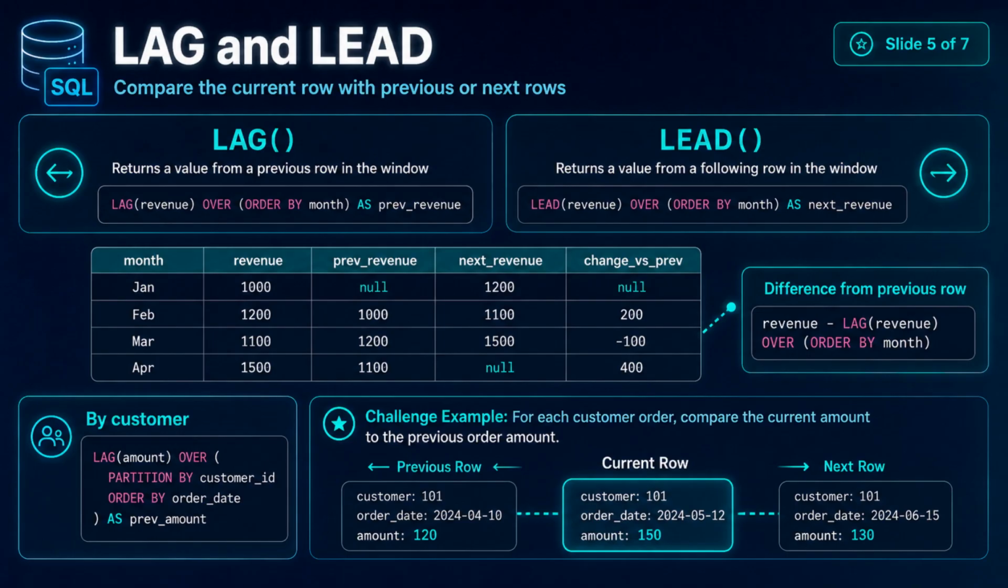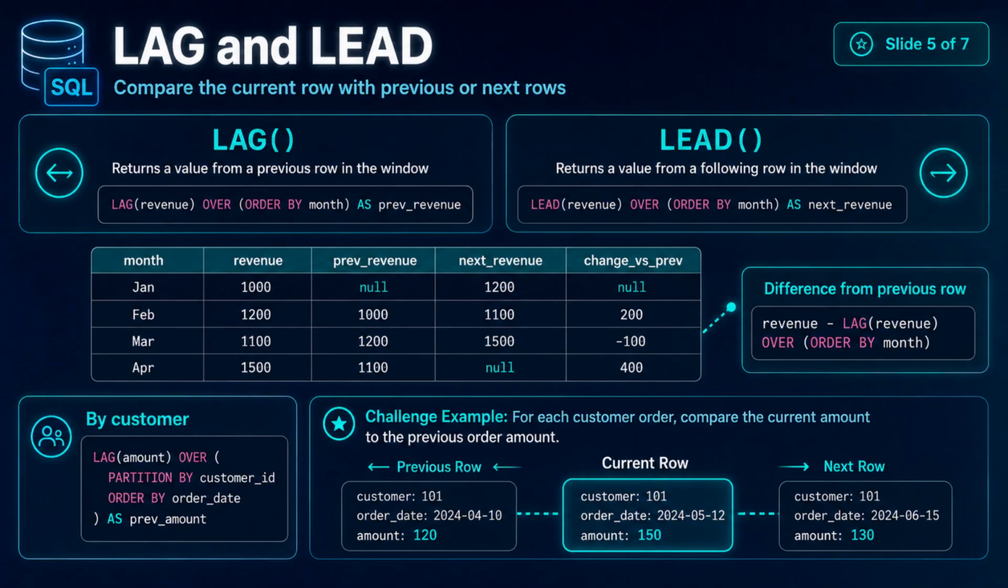Look at the monthly revenue example. In January, revenue is 1,000. There is no previous month in this table, so previous revenue is null. The next revenue is February, which is 1,200. In February, previous revenue is 1,000, next revenue is 1,100, and the change versus previous month is 200.